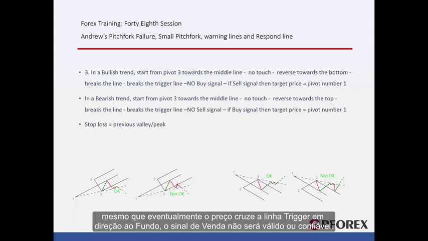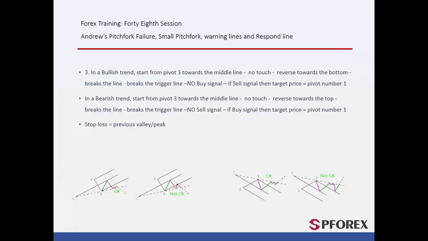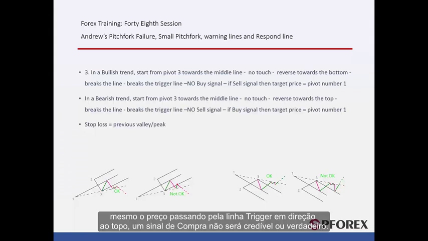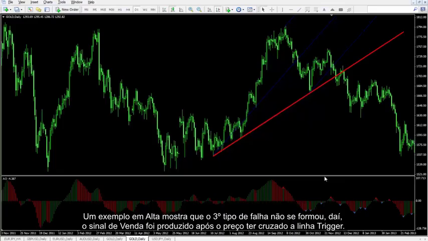In a bearish format, if a price does not pass the trigger line and returns towards the bottom and touches the third pivot line, though price passes the trigger line towards the top, a buy signal will not be true or credible. A bullish example shows that the third failure type did not form. Thus, a sell signal was produced after the price had crossed the trigger line.